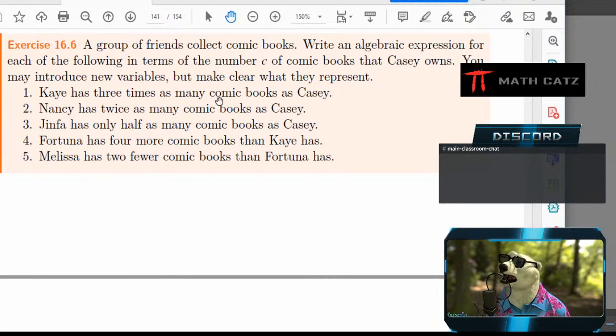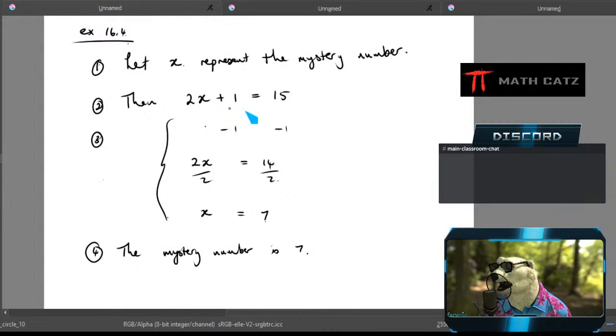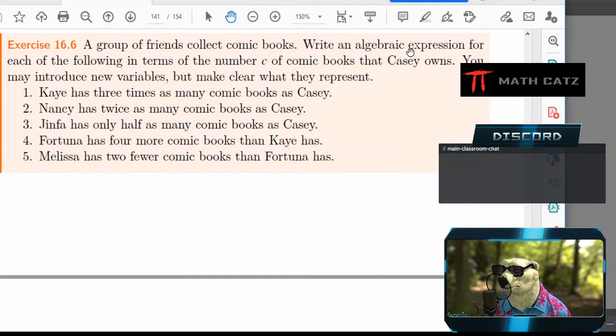A group of friends collect comic books. When we don't have a full equation, we just have this, we call that an algebraic expression. Algebraic because it has this variable in it. Expression or phrase, it's not a full sentence, right? It's not grammatically complete. It's just a little snippet of it. So that means it won't be an equation.